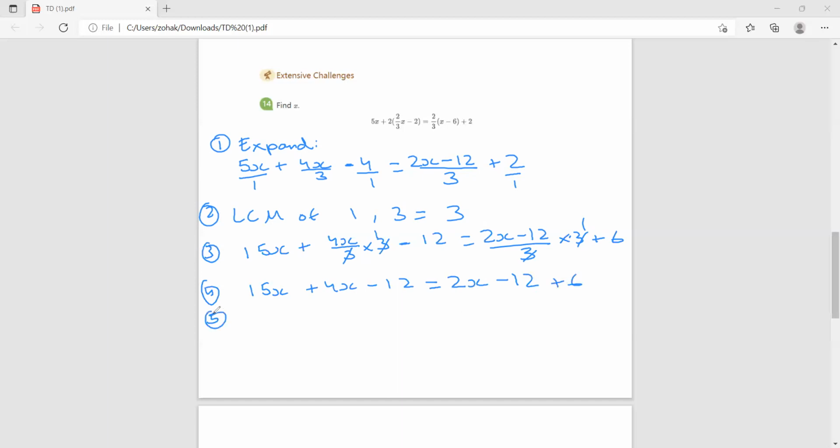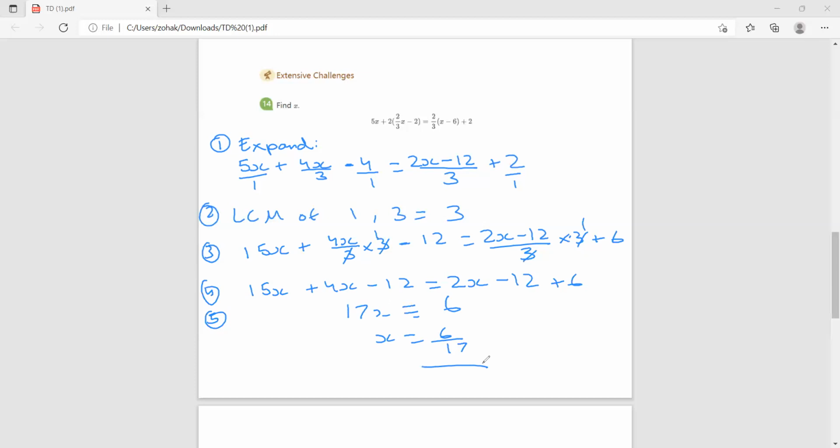Okay, we want to take all the x's on one side and the normal numbers on the other, and then collect the like terms. So let's take all the x's on the left-hand side and the normal numbers on the other. Okay, so we're going to be left with 17x over here, is equal to 6. And so x is just going to be 6 over 17. So that is going to be our answer for number 14, everyone.